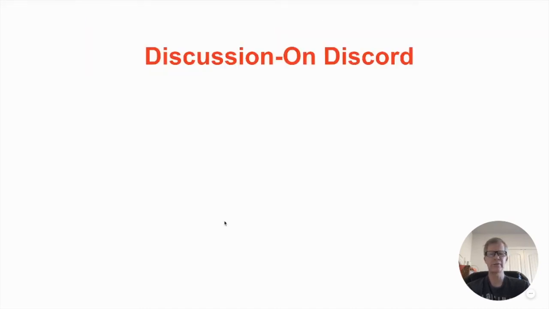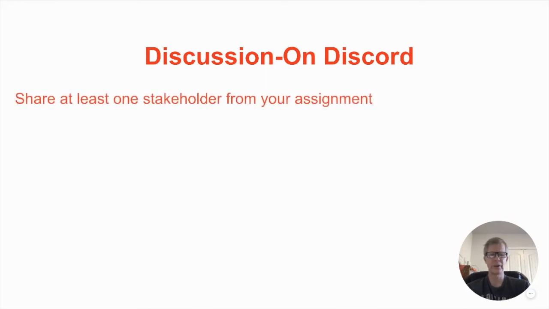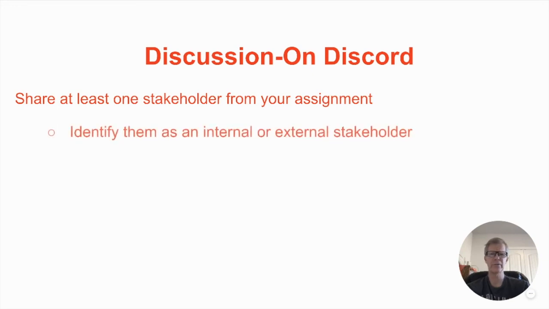Please note that your discussion this week will take place on Discord, not on Flipgrid. What you'll be doing for this is you'll share at least one of the stakeholders from your assignment. You can see there's going to be close alignment with the work you do on the stakeholders assignment this week in your discussion. You need to identify them as an internal or an external stakeholder, and you'll be providing your explanation for how you plan to communicate with them.